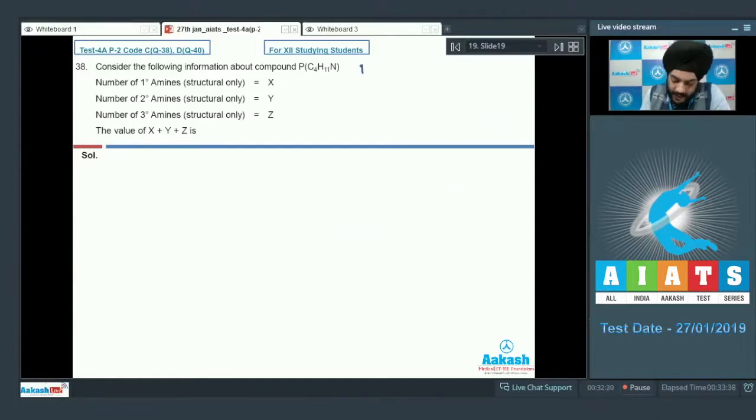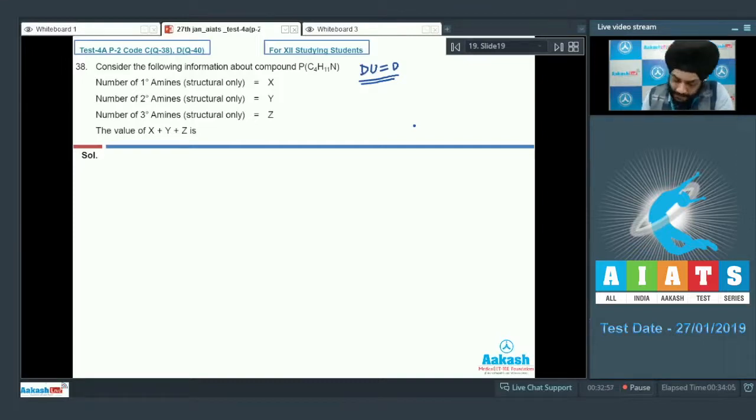The degree of unsaturation of this compound is equal to 0. So the compound is saturated. The examiner tells us that the number of primary amines is equal to X, the number of secondary amines is equal to Y, and the number of tertiary amines is equal to Z. We are not to be bothered with the stereoisomers. So the examiner seems to be interested in the total number of the isomers.